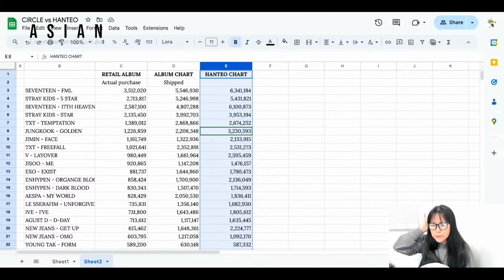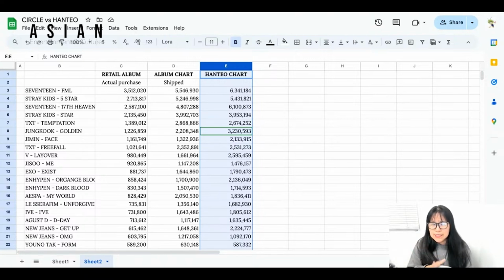Okay, so by shipped you mean to retailers? Yes, shipped to retailers from the manufacturer, and then an actual purchase of a retail album is when the barcode was actually scanned for purchase. So when it is scanned, it means that it was actually purchased by a client, by a customer.